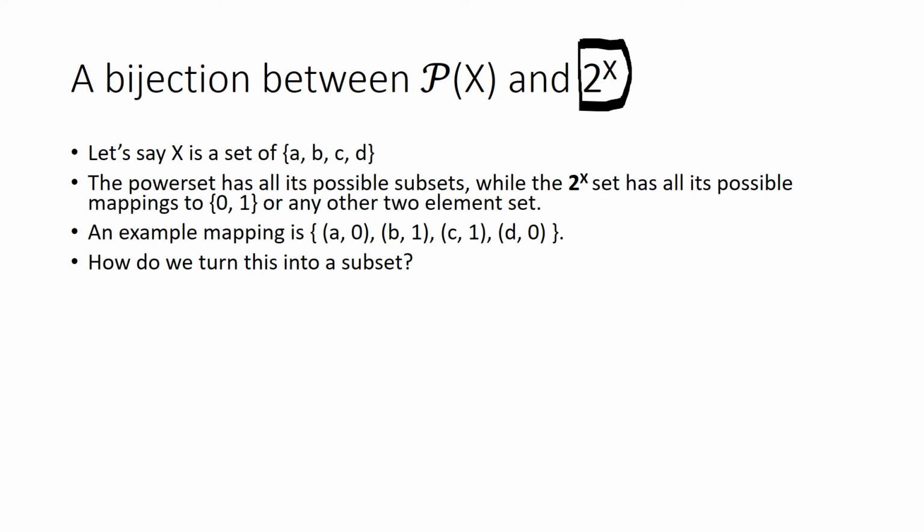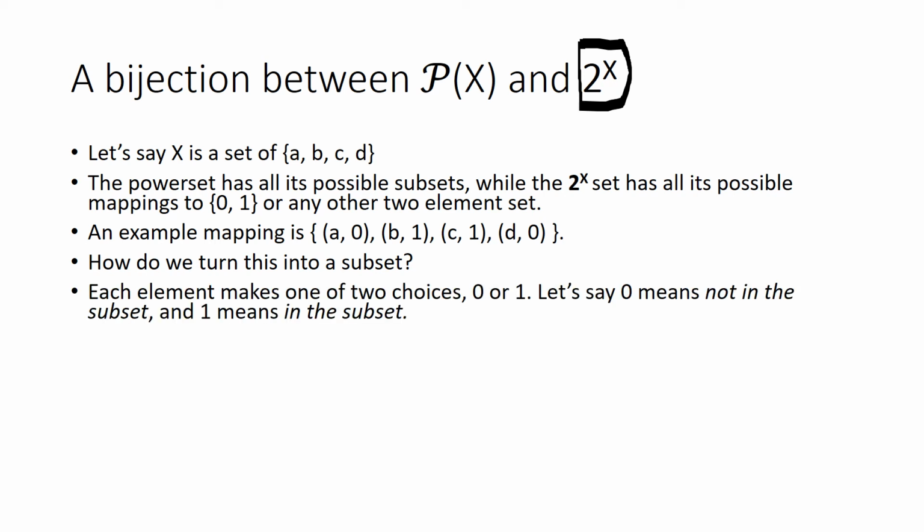It means we can relate each one of these to exactly one subset, and we can relate each subset to exactly one of these. So the way we do that is each of these elements makes exactly one of two choices, 0 or 1. Let's say 0 means it's not in the subset and 1 means it is in the subset. Well, our subset becomes BC.